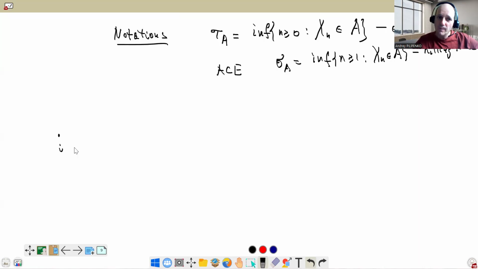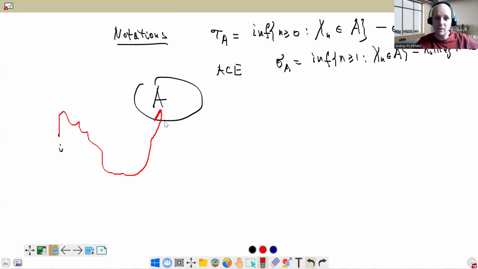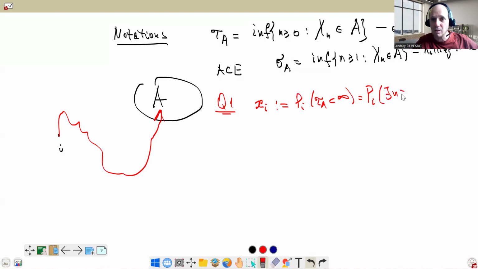The first question: you start from i, you have a certain set A, find the probability that sooner or later you will enter A. So question 1, find the probability that tau A is less than infinity, that sooner or later you will enter the set A. So the probability that there exists n greater than or equal to 0 such that Xn is in A.